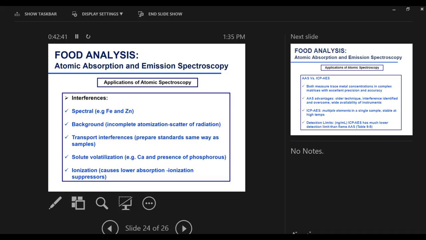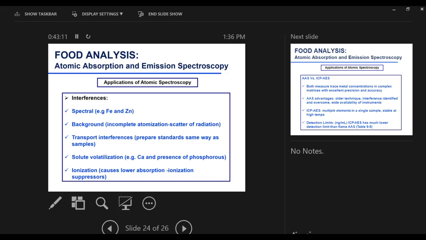Ionization can happen, and we talked about the fact that ionization is not something you want, especially since you control the flame temperature. You control the flame to be not too hot so that you don't get the atoms ionizing, because then the ions will not absorb at the same wavelength that you've selected for the atom. So you get underestimation in this case.